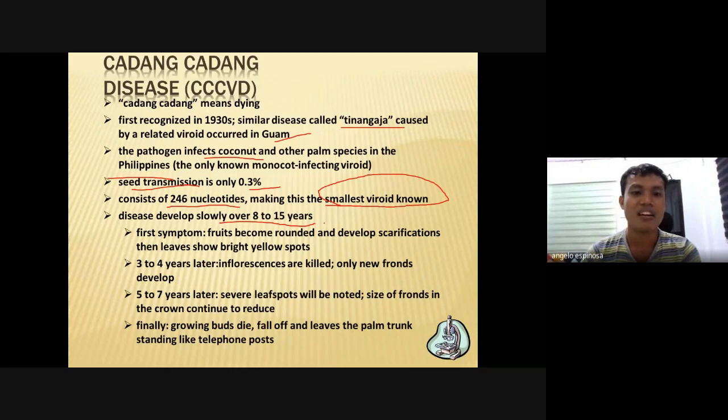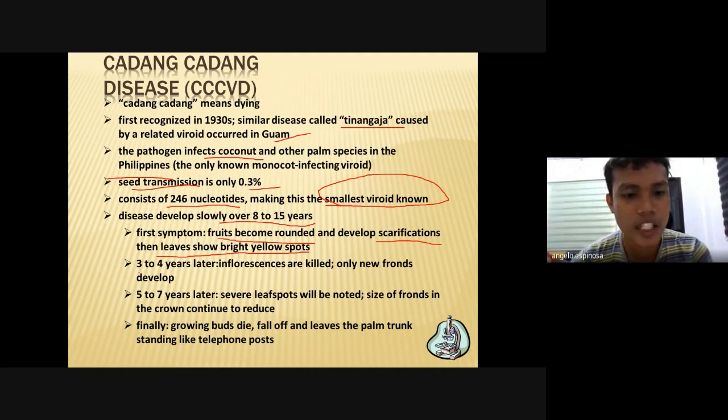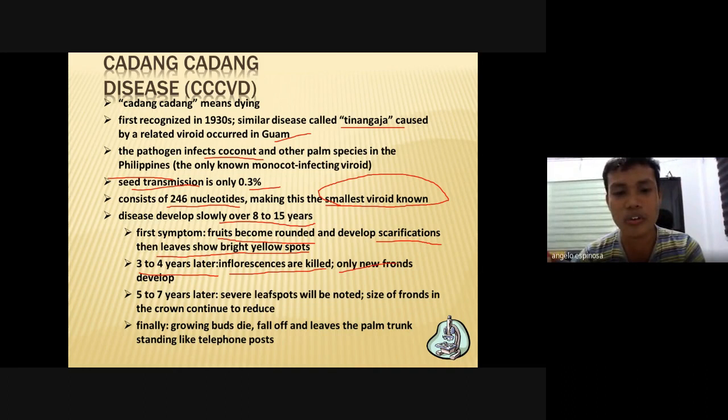Ayun. So, the first symptoms, para malaman mo this is already affected by kadang-kadang disease, ang coconut fruits become rounded. Ayun. And develop scarifications. Nagkakaroon ng scarifications, then leaves show bright yellow spots. Nagkakaroon ng bright yellow spots and then tumatagal ay nagkakaroon siya ng brown and then dead cells na. Okay? Then 3 to 4 years later, the inflorescence are killed. Inflorescence mismo ng palm ay namamatay. No? Only new fronds are developed.